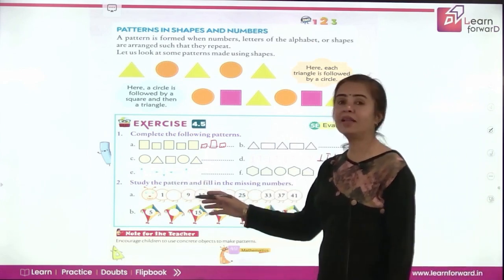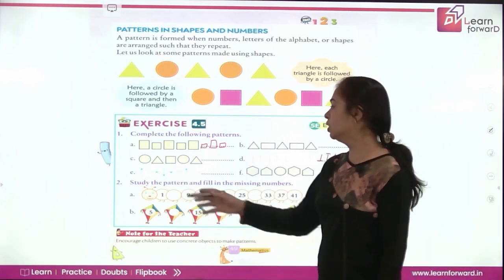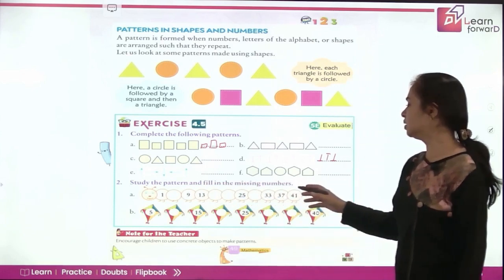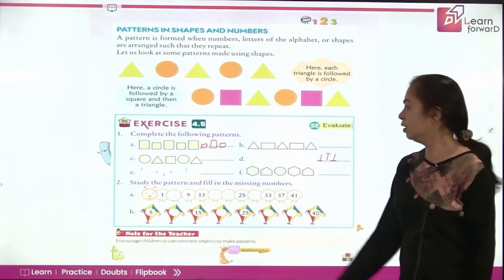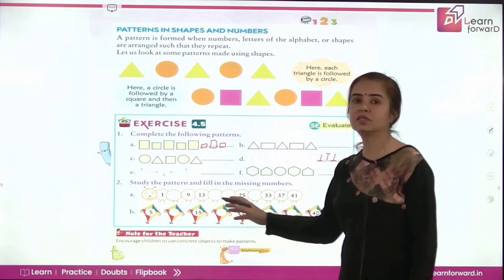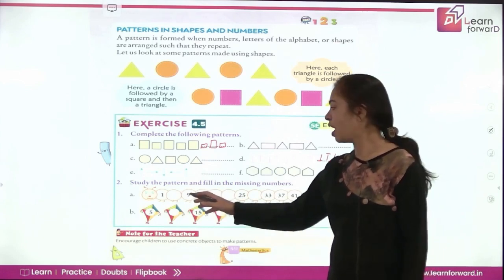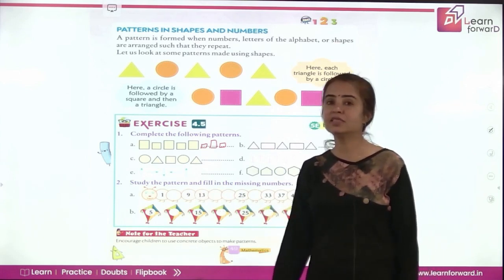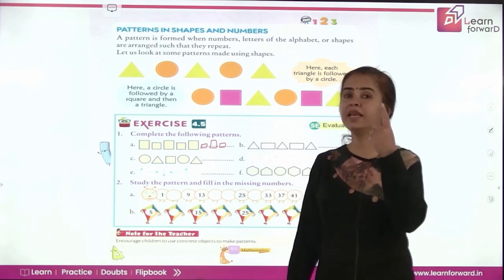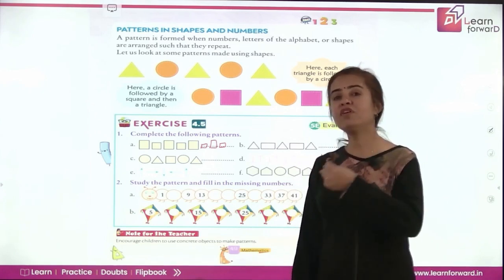Now study the pattern. We can have pattern in numbers also. Study the pattern and fill in the missing numbers. What do you see here? We have missing numbers here. What is after 9? You are getting 13. Let us see how many numbers we have left. 10, 11, 12. And then we are at 13.